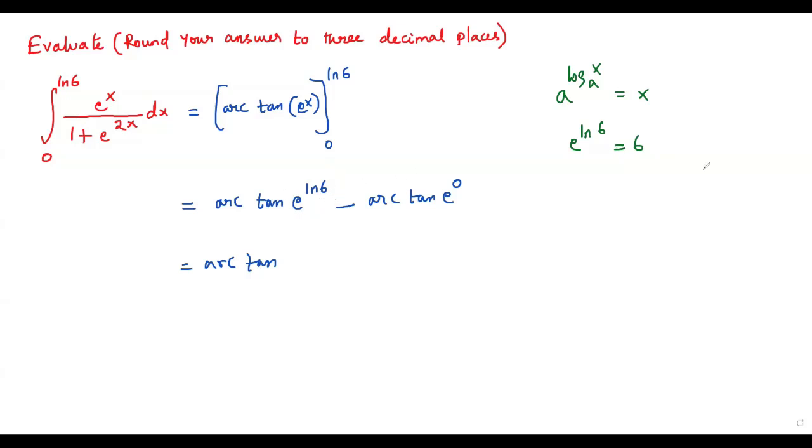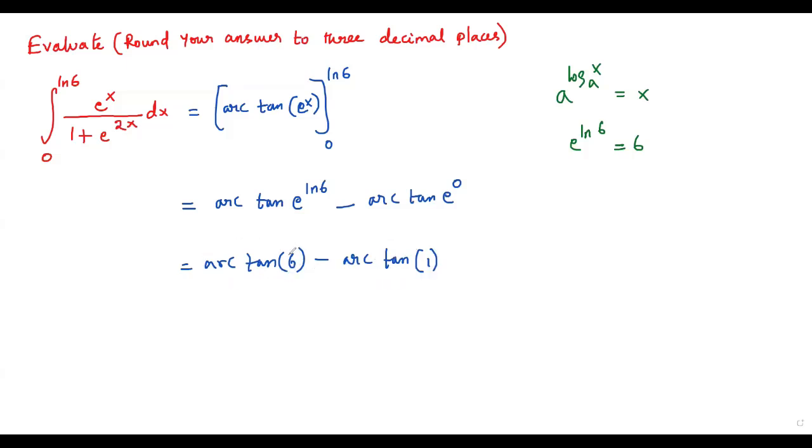Now let me continue. Instead of that, we can write 6 and negative arc tangent. The value of e to the 0th power is just 1. And now we can calculate the value of arc tangent 6 and arc tangent 1 using a calculator.